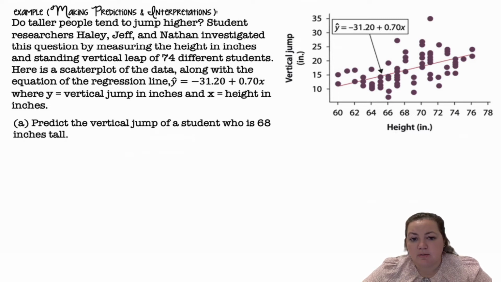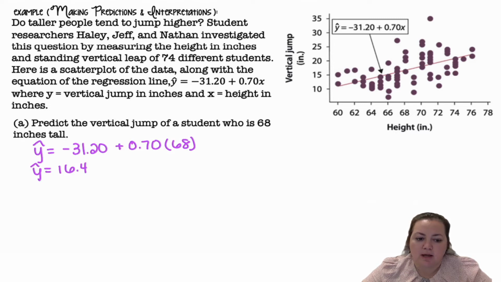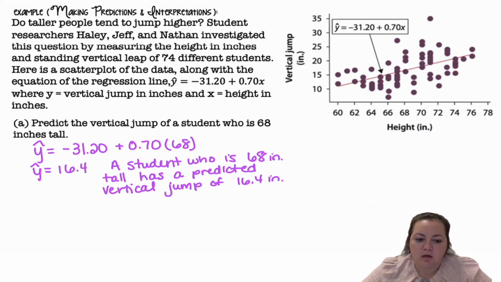All right, so to do this, I'm going to plug 68 in for x, because x stands for their height, into our equation and try to find y hat. So I'm doing negative 31.2 plus 0.7 times 68. That gives me 16.4 inches. All right, a student who is 68 inches tall has a predicted vertical jump of 16.4 inches.